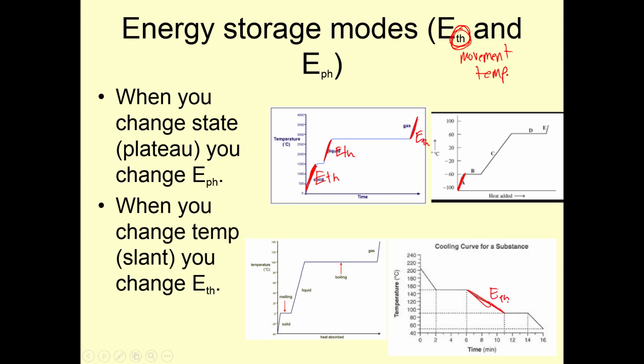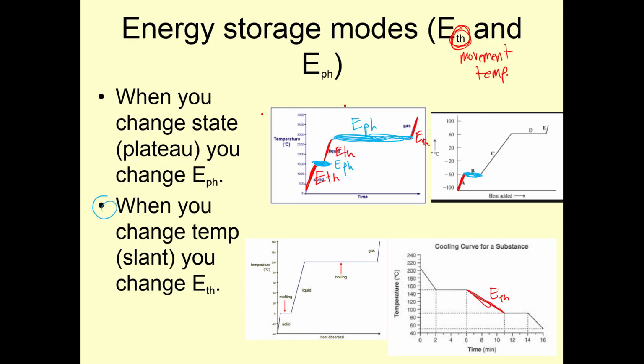So when you change the temperature, you change ETH. When you change the state at the plateau, you change EPH. Let's see if I can change my color. I can. This guy right here is the flat part. I'm still adding heat to it, so it's EPH. The phase is changing right here. That's changing energy of the phase.